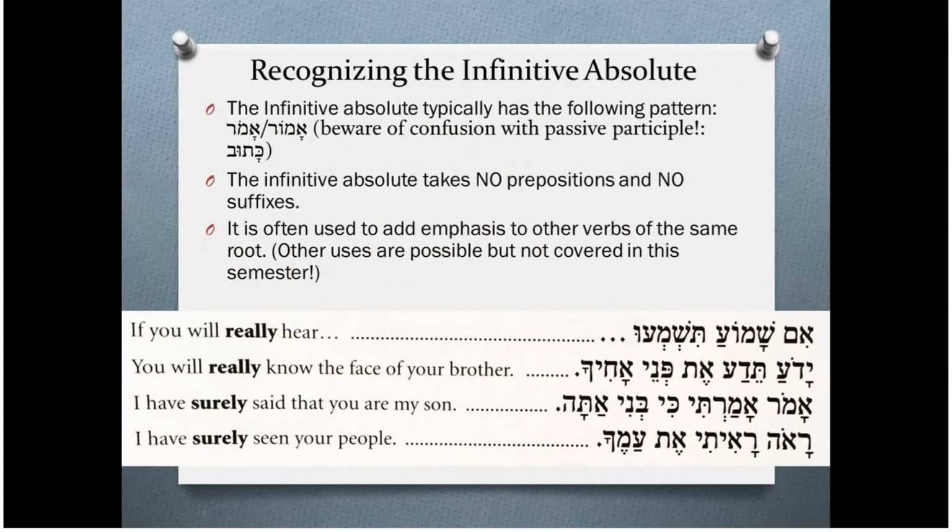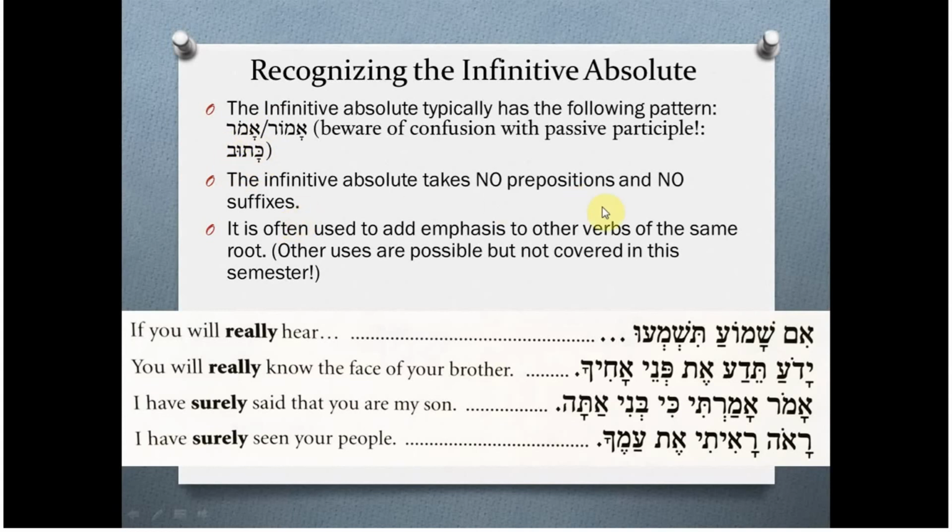Okay, let's look now at the infinitive absolute. I'm only going to do one slide on this. We're not going to spend a lot of time with the infinitive absolute, but it is important that you recognize it. The infinitive absolute typically has the following pattern. So here we have amor and amor. This is not love, amor. This is amor, saying, having to do with speaking. And I want you to note here, beware that you could confuse this with the passive participle very easily. There's a holem between the second and third roots in the infinitive absolute, whereas in the passive participle, it's a shureq. So katuv, try not to confuse the infinitive absolute with the passive participle.